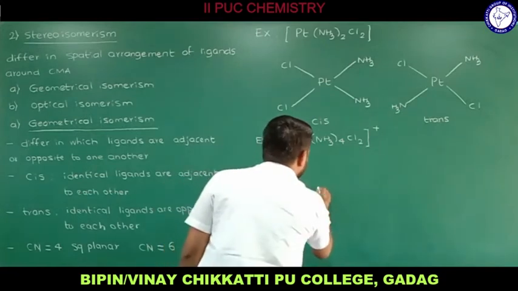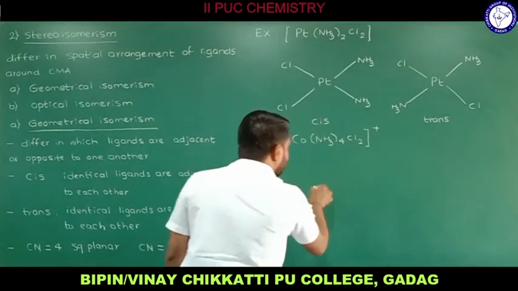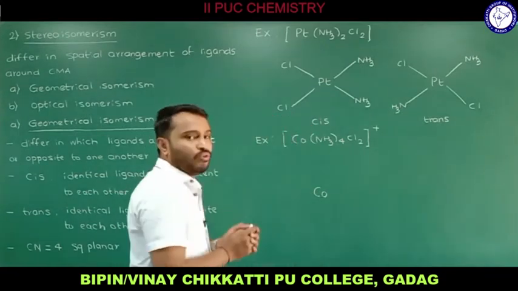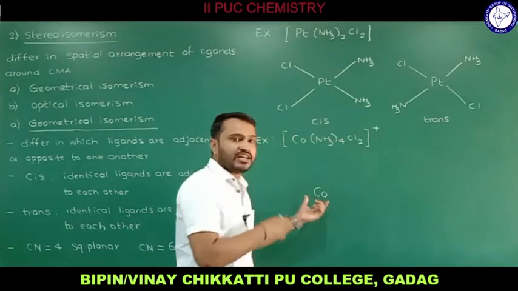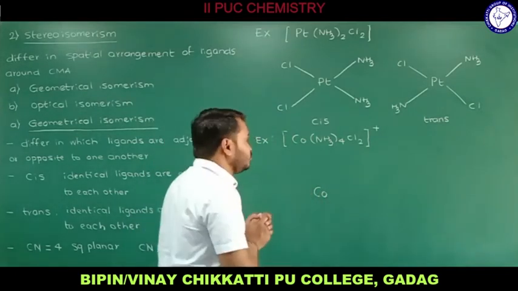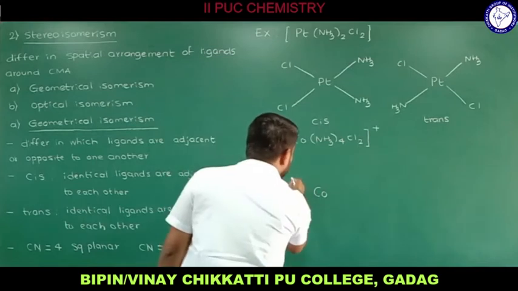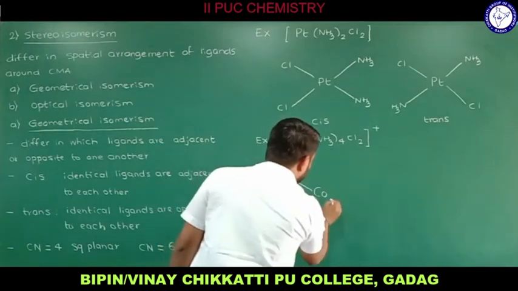So let me draw the shape. For cobalt, you need to write capital C and small o only. If you write both as capital, that corresponds to carbon monoxide, which is the wrong structure. So Co, as I said, 4 will be on one side.